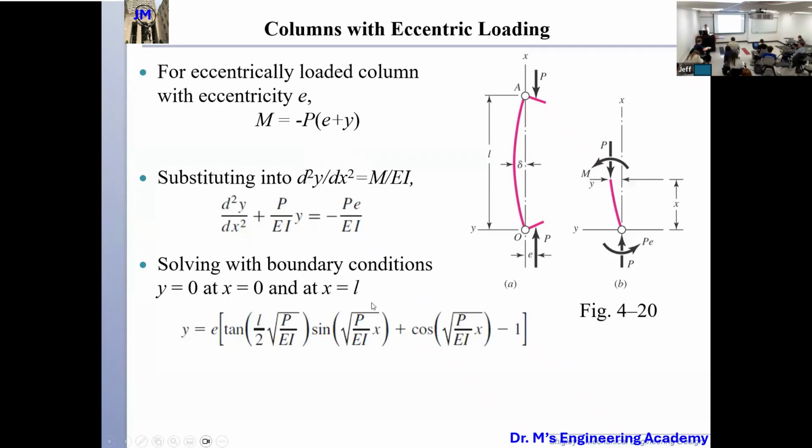The boundary conditions: x is along the vertical. When x equals 0, y does not change, or y equals 0. So this is one boundary condition. And at x equals L, at this point, y equals this equation, and y is calculated using this equation.